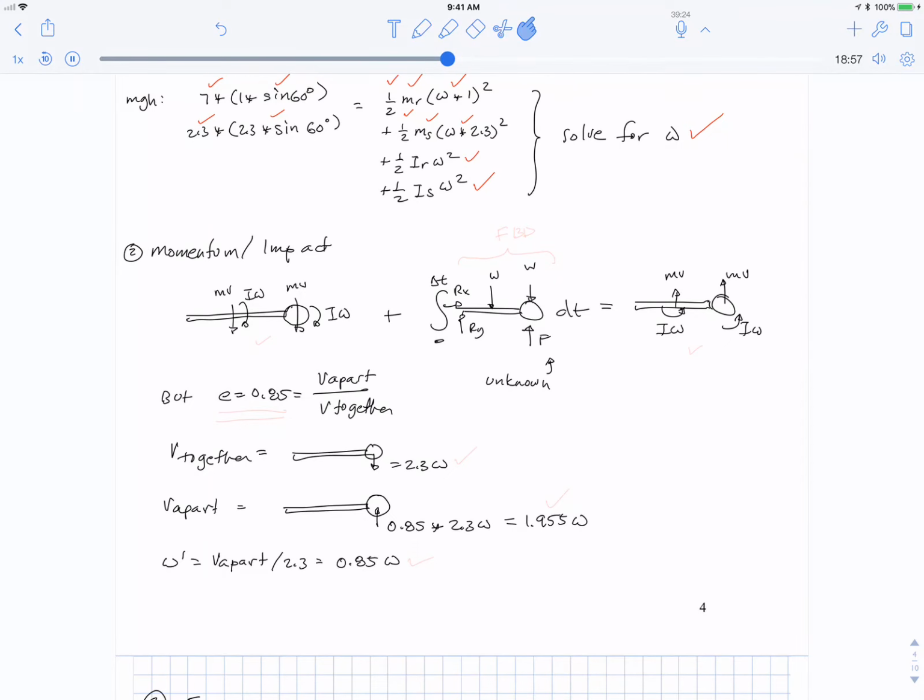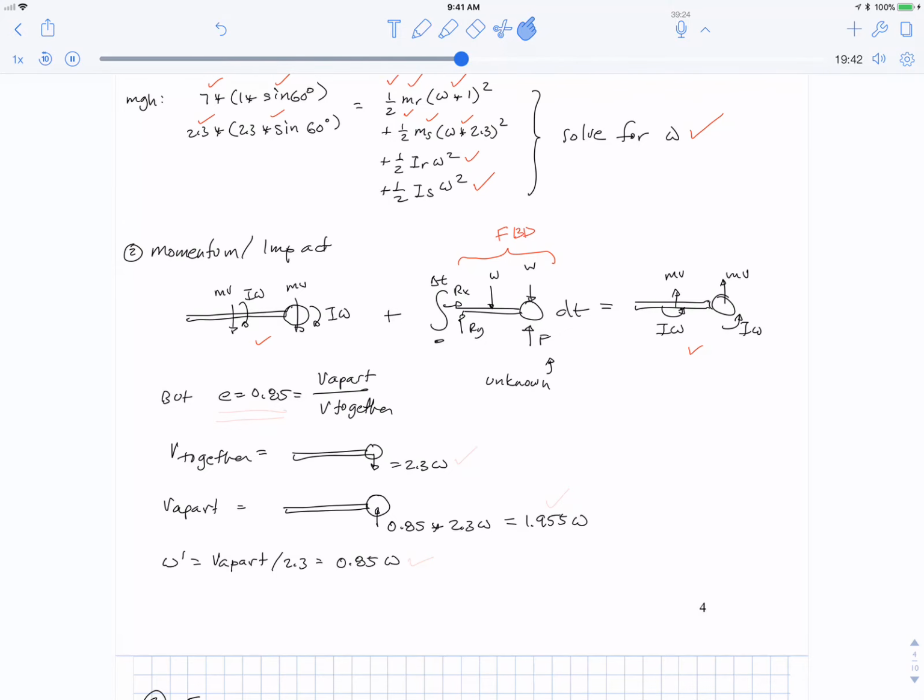Okay, so next we're going to do momentum and impact. And this is how you do it. You write all the mv's and I omegas before, and you write all the mv's and I omegas after, and they're going up. And in between, what's causing that change is the impulse. So you draw the free body diagram, and you integrate that thing from 0 to delta t dt. Basically everything in there is unknown, and so you can't really solve this.